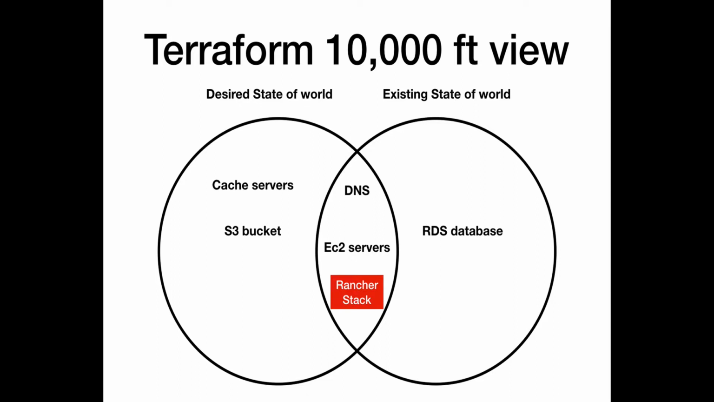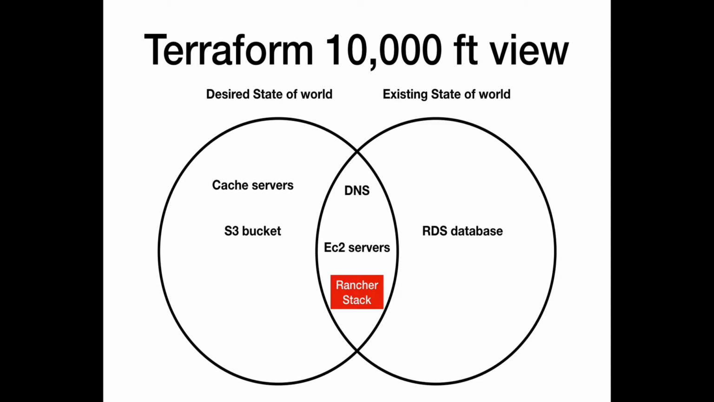you specify the state of the world that you want to exist. I want these DNS servers. I want those EC2 servers. I actually don't want that RDS database anymore. And I want these cache servers in S3 bucket. But these don't exist yet. These do. And this Rancher stack exists already, but it's changed, right? We upgraded to a later version of a particular piece of software, those kinds of things, right? So what Terraform's going to do is say, you used to want this RDS database, you still want these things, you want this thing changed, and you want these created.